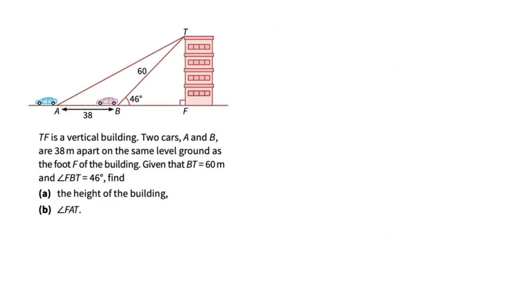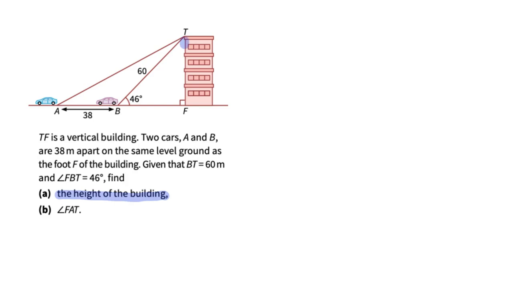Hello everyone, welcome to this question where we are given that TF is a vertical building. The word vertical simply lets us know that it is 90 degrees to the ground. There are two cars, A and B, and A and B are 38 meters apart. Given BT is 60 meters and angle FBT is 46 degrees. Find the height of the building.